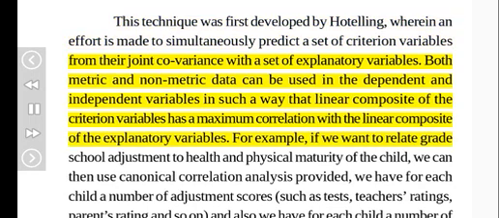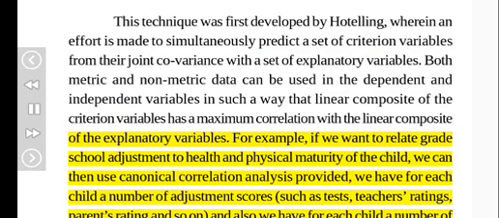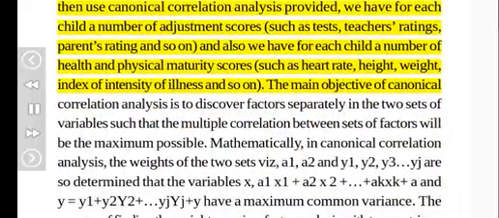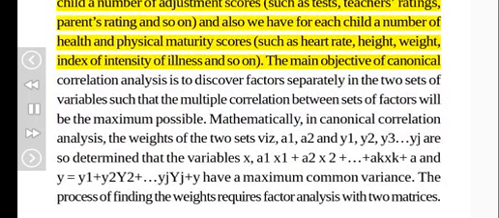Metric data can be used for both the dependent and independent variables in such a way that a linear composite of the criterion variables has a maximum correlation with the linear composite of the explanatory variables. For example, if we want to relate grade school adjustment to health and physical maturity of the child, we can use canonical correlation analysis provided we have for each child a number of adjustment scores such as tests, teachers' ratings, parents' ratings and so on, and also a number of health and physical maturity scores such as heart rate, height, weight, index of intensity of illness and so on.